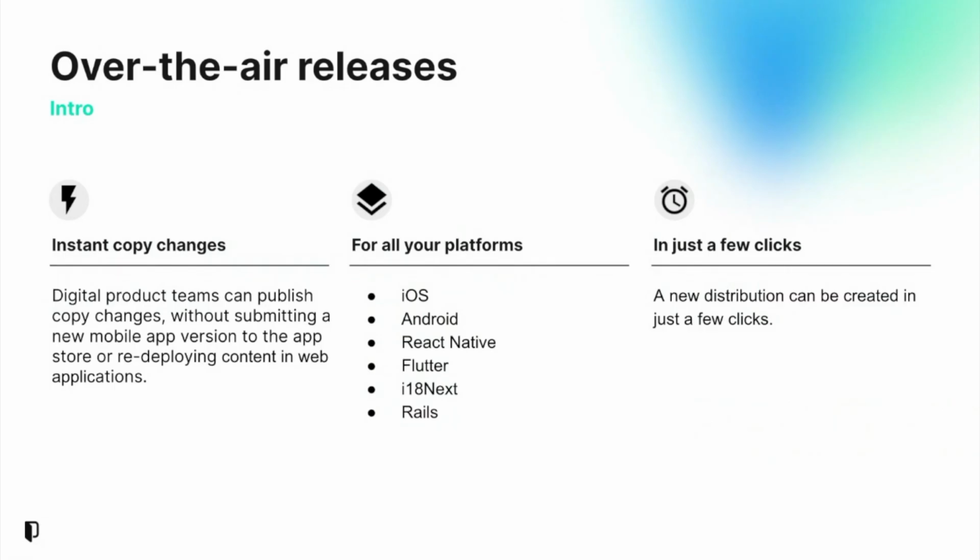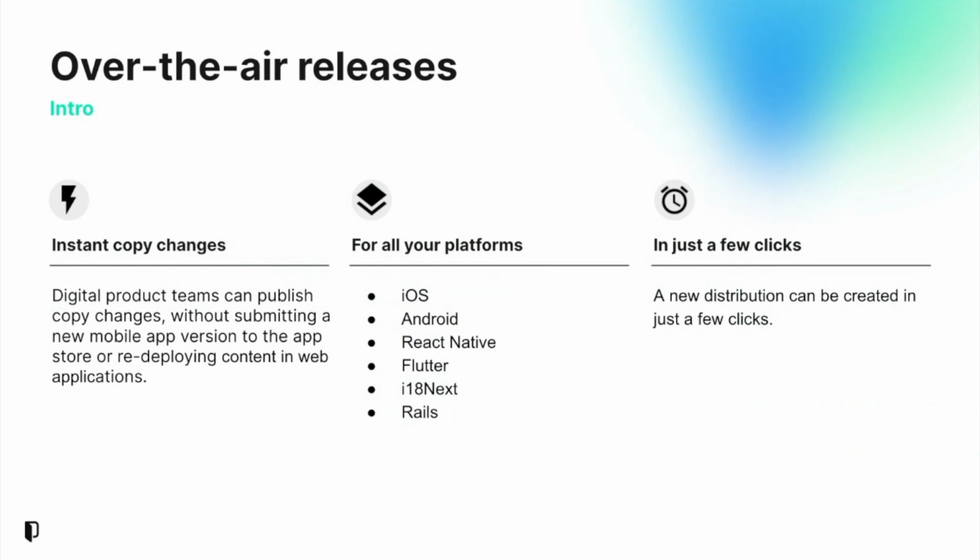As a quick intro, over-the-air releases allow digital product teams to publish copy changes without submitting a new mobile app version to the App Store or redeploying content in web applications. It supports all common platforms and allows teams to publish copy updates in just a few clicks. But let me talk a bit more about these few clicks.